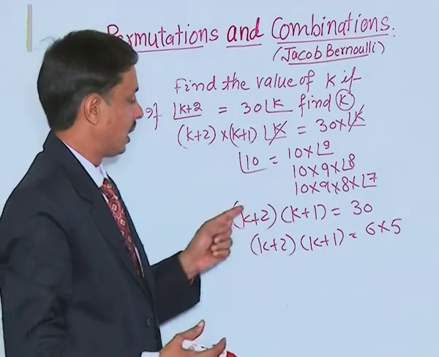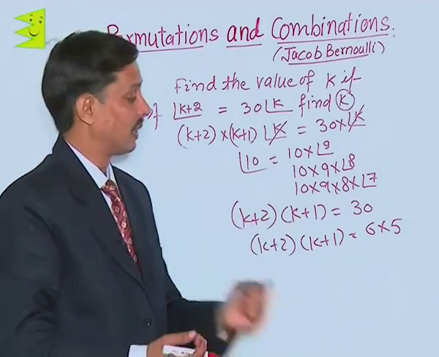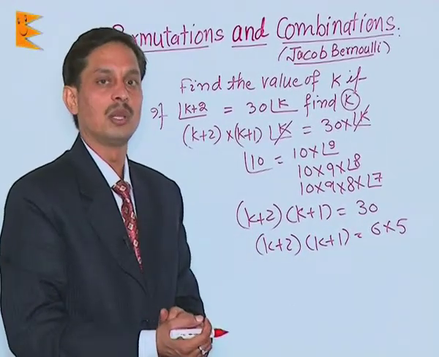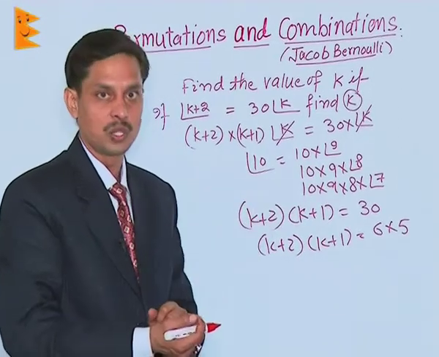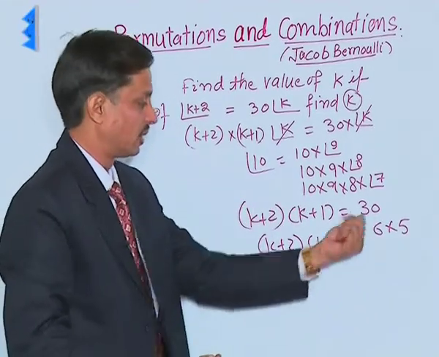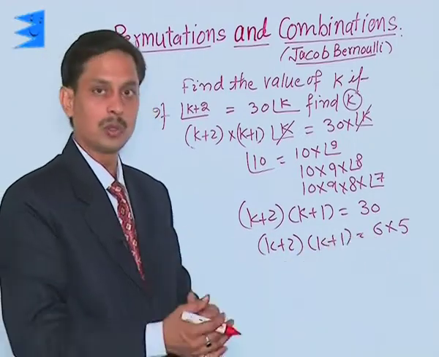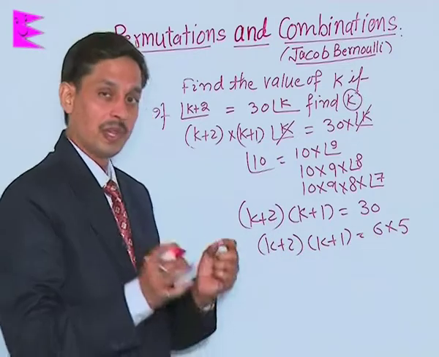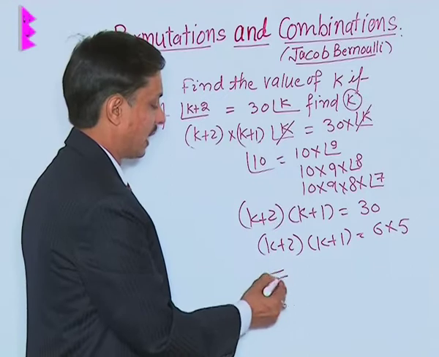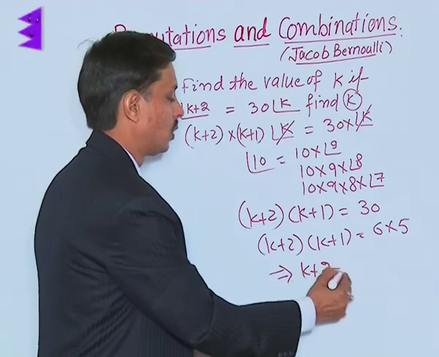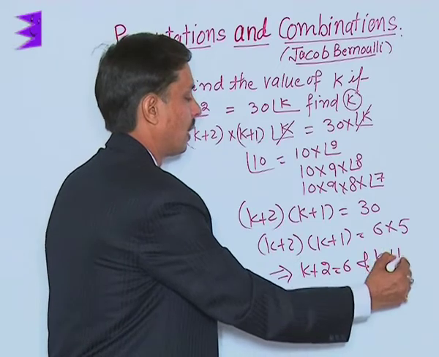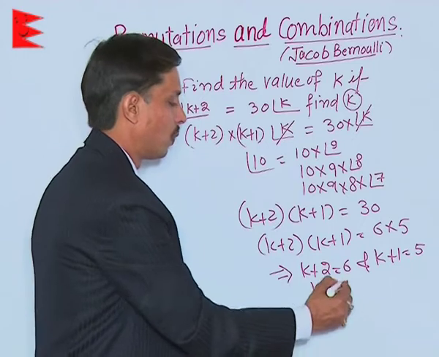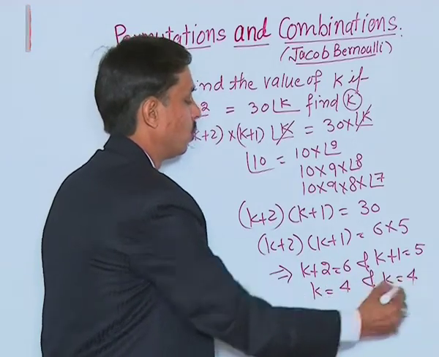Or you can apply multiplication on the left hand side and transfer 30 from right to left, and there will be a possibility of obtaining the quadratic equation's solution. But here I am taking 30 as the product of two consecutive numbers. So the bigger number is 6 on the left side, the bigger one is k plus 2. So the answer of k plus 2 is 6 and k plus 1 is 5. What is coming out to be? K is equal to 4.